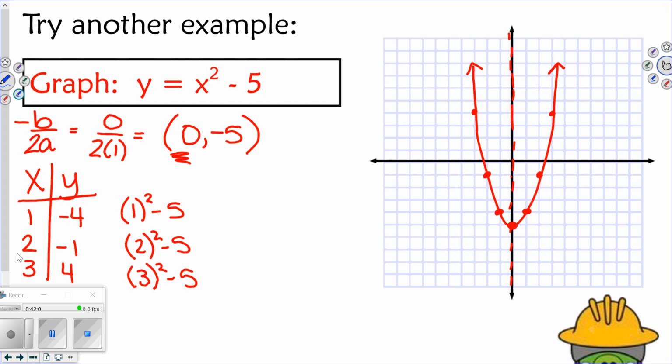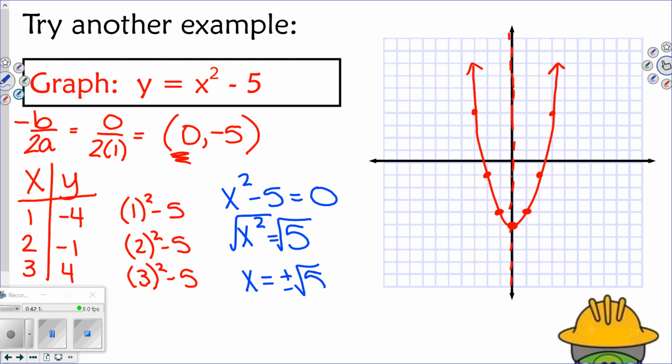Square root method, yeah, because there's no b term. So x squared minus 5 equals 0, right? If we're going to solve them, we just set them equal to 0. So I'm going to add 5 to the other side. And then what? Square root. So x equals plus or minus radical 5.